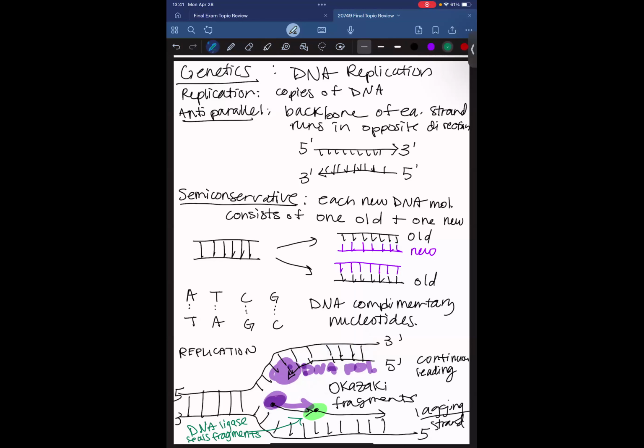If we just left them as fragments, your body wouldn't be able to deal with it. It couldn't make your genes, nothing. No transcription, no translation would ever occur. So that's DNA replication. Any questions about that?